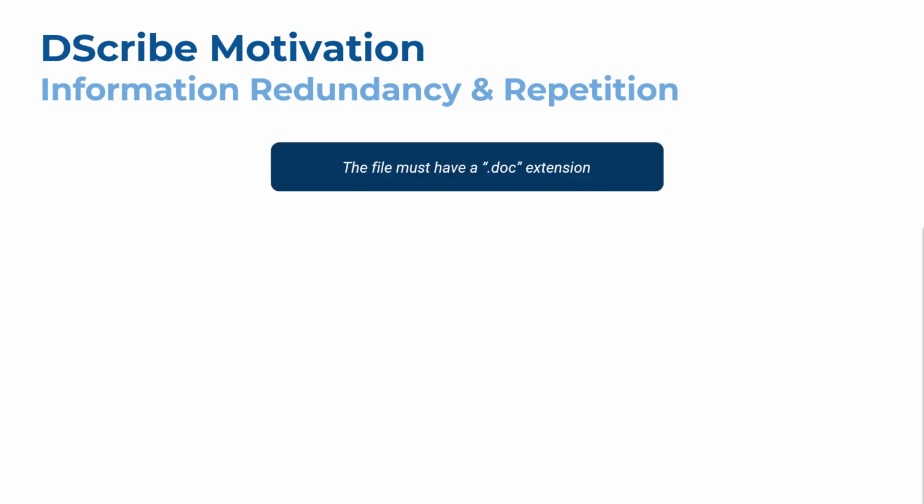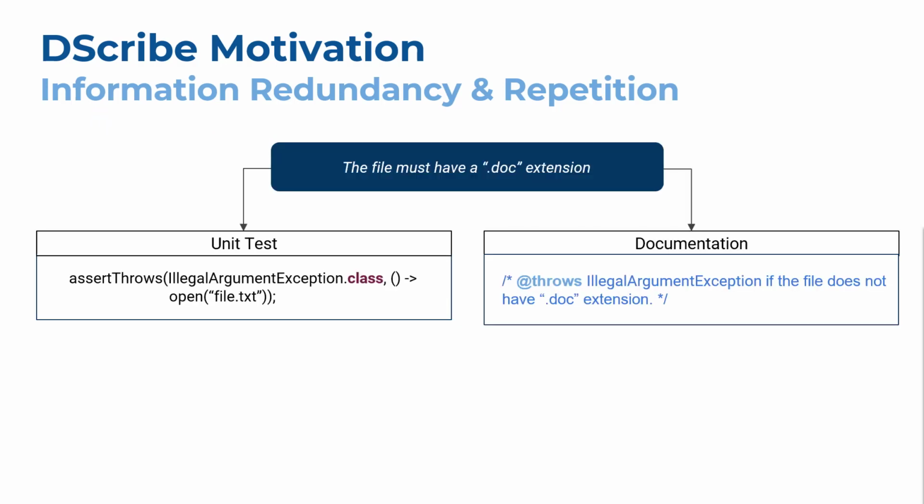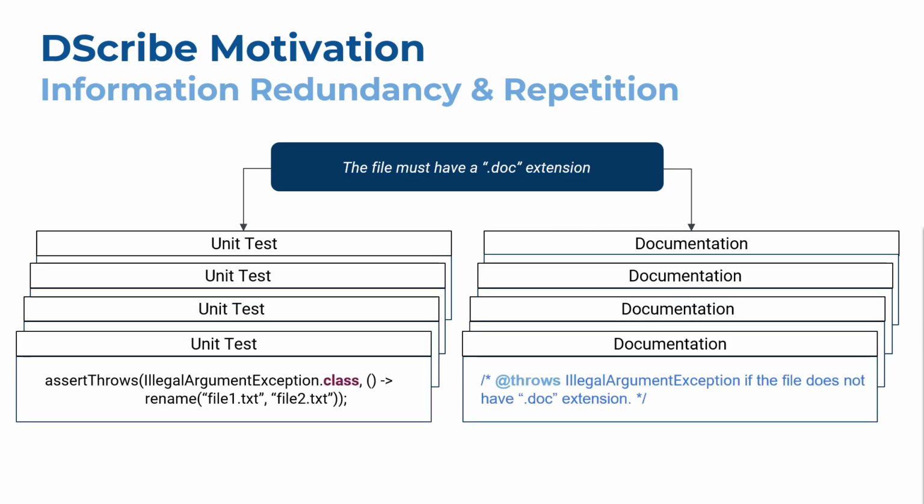Normally, for each specification, we create a unit test and documentation fragment. The specification is thus redundantly captured in both assets. After producing both assets independently, we must also ensure that they evolve consistently. This is all the more tedious when the specification reoccurs across many functions.